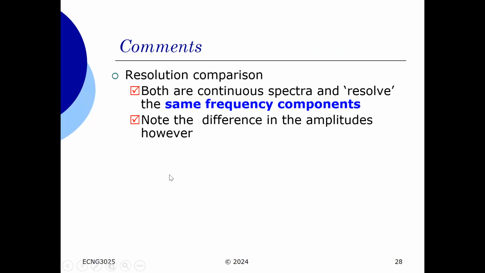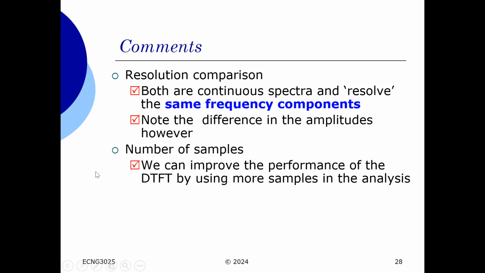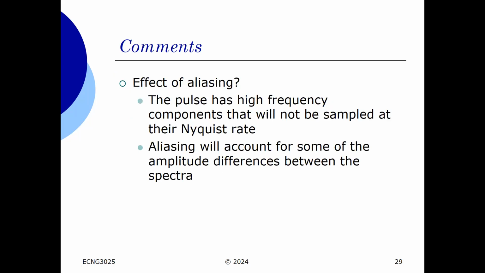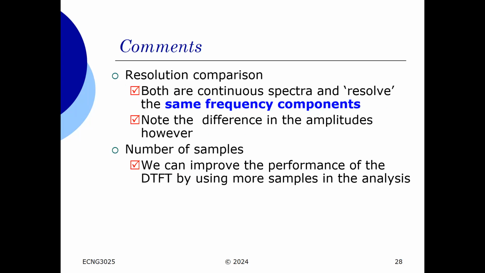So both of them resolve essentially the same frequency components because the shape is consistent. The difference in amplitudes, we just mentioned that. And as was said there, we can improve the performance of this by using more samples in the analysis. The thing about it is that, remember, X of omega is equal to an infinite sum of x[n] e to the minus j n omega. This is an infinite sum.